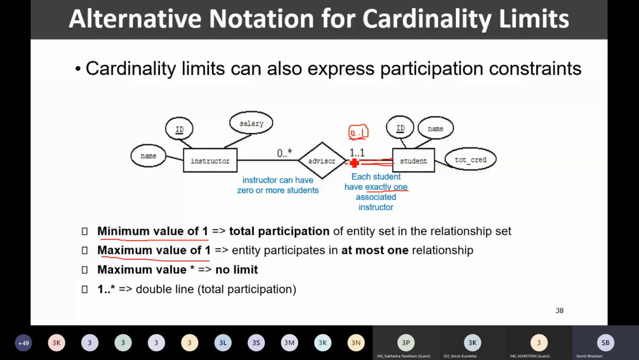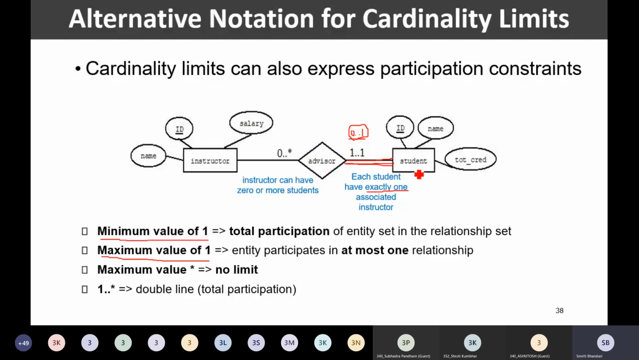But if I have this notation, 1 is to 1, what does this mean? This means that every student must be associated with exactly 1 instructor. Exactly 1 instructor. So this indicates total participation.